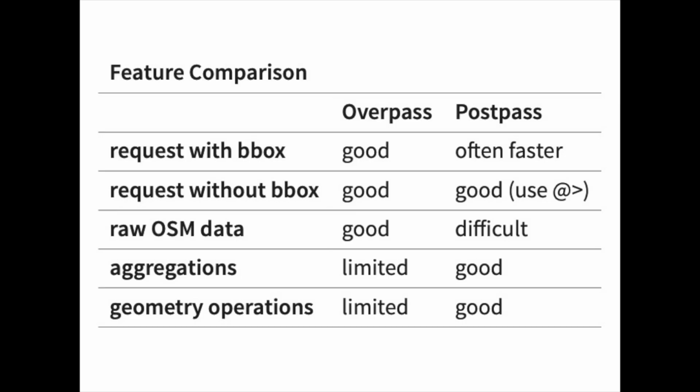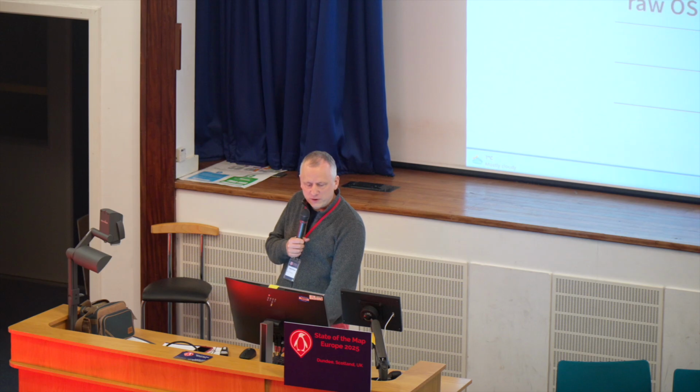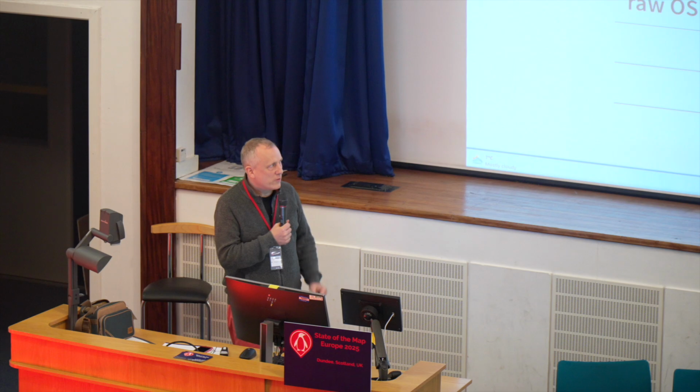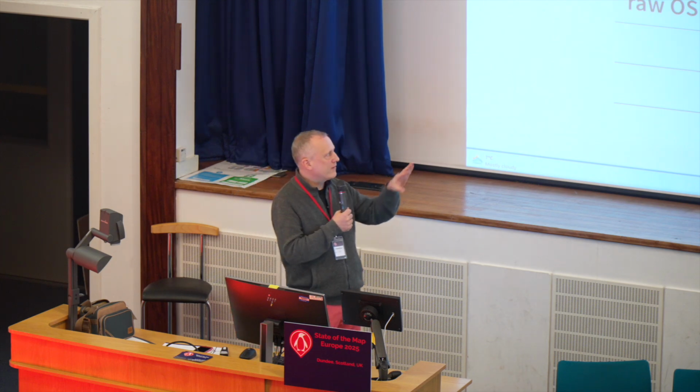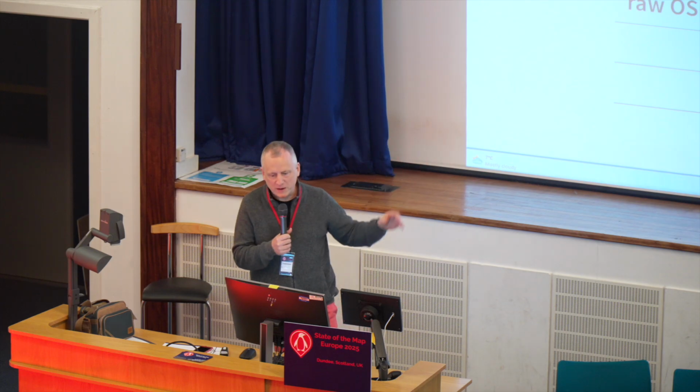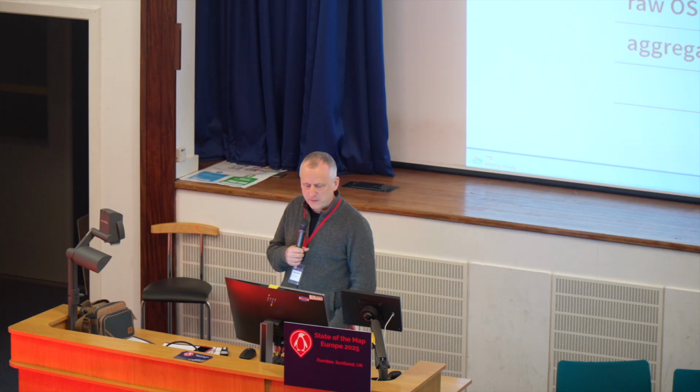To close this, there's a small feature comparison. Requests with a bounding box can be done in Overpass and in Postpass, and they're often about the same. I found them to be slightly faster in Postpass frequently. Requests without a bounding box, if you say, hey, worldwide, give me everything that has these tags, you must use the containment operator in Postpass, otherwise it will take like hours. Working with raw OSM data, like I want these nodes or I want to know which nodes are in ways, this is difficult with Postpass and better with Overpass.